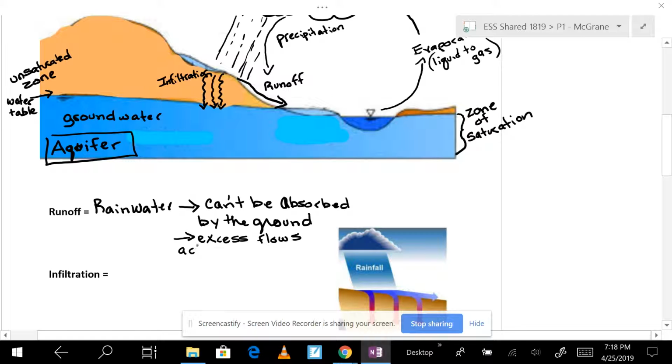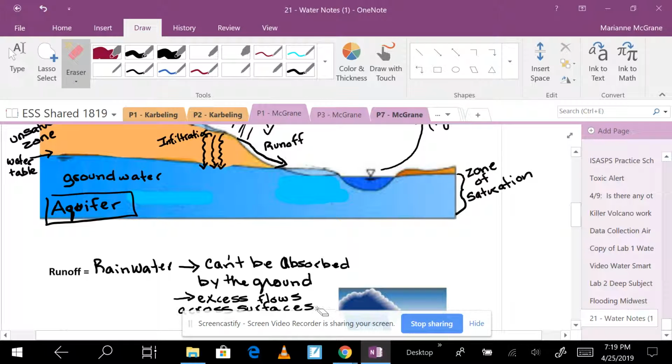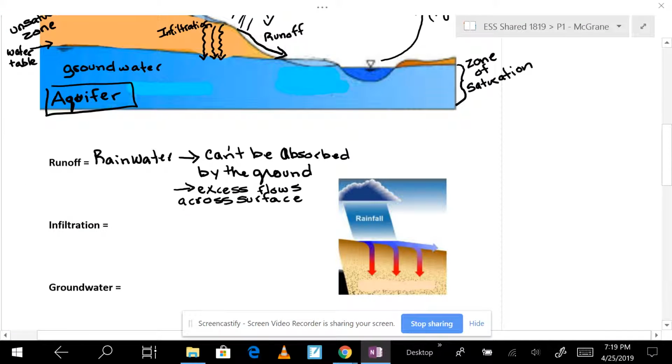And anything that comes with it, right, pollutants, anything like that, goes with it and then goes right into our lakes and rivers and streams. All right, flows across the surface. This is where we can get what's called non-point source pollutants.